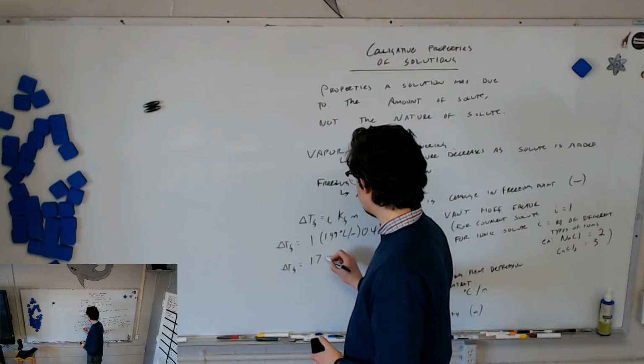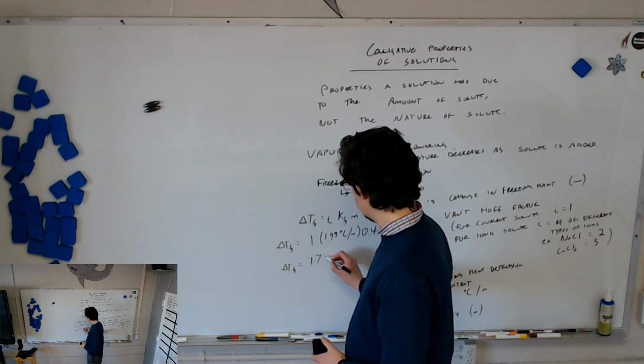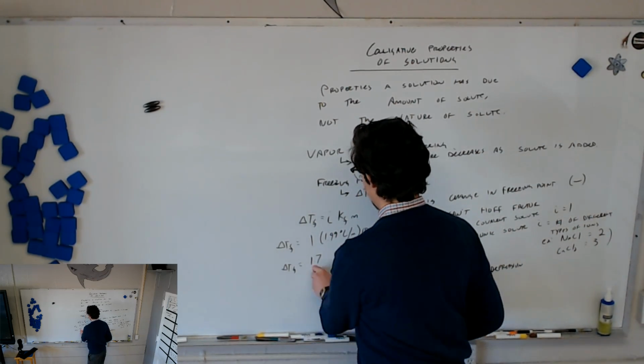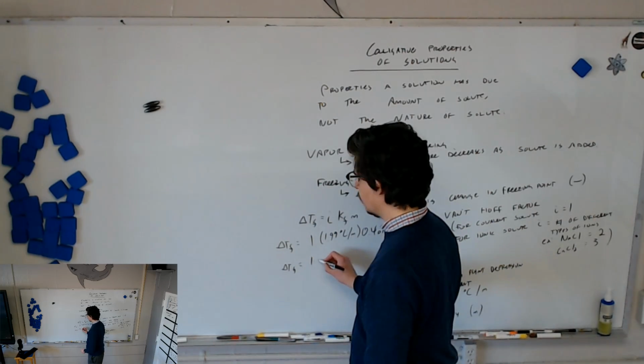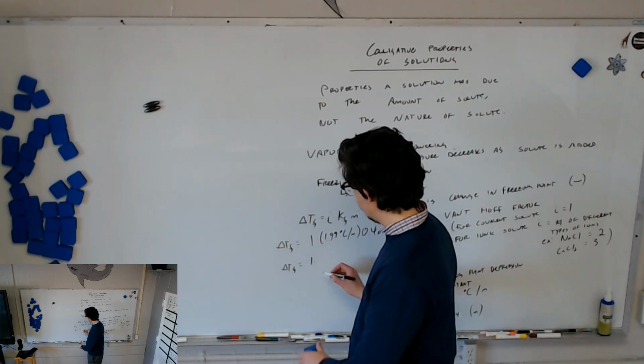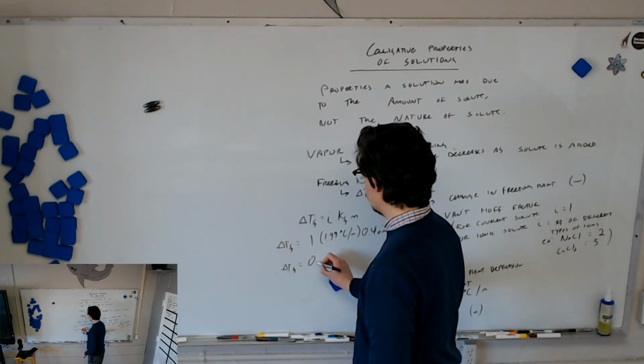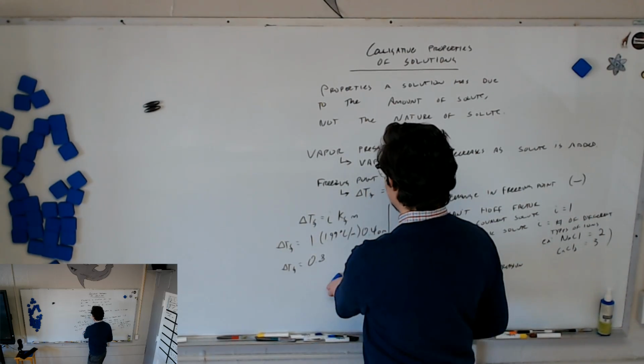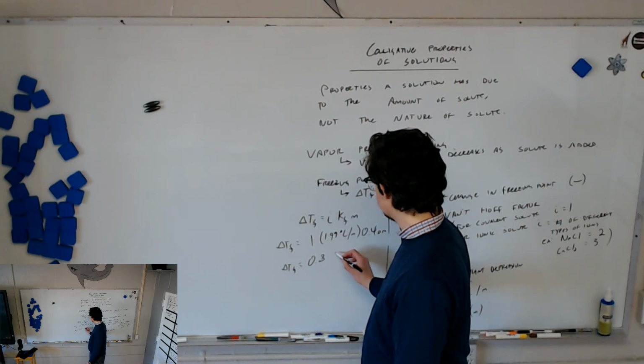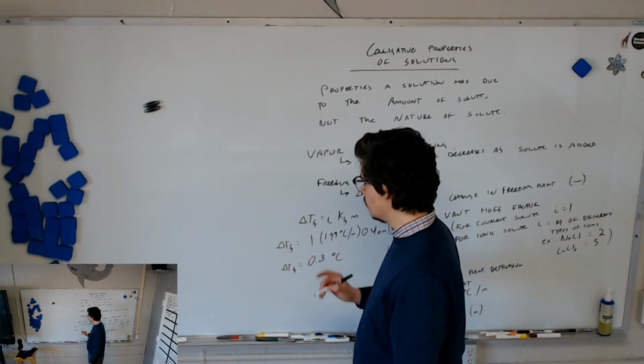1.796? Yep. Let's just say 1.80, I didn't mean to say 1. It's just 0.796, so 0.8. 0.8 what? Degrees Celsius. Is that the answer?